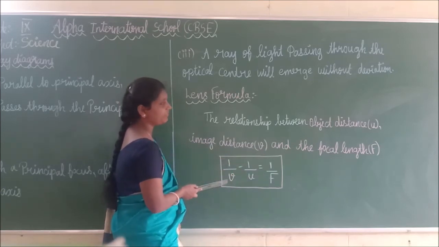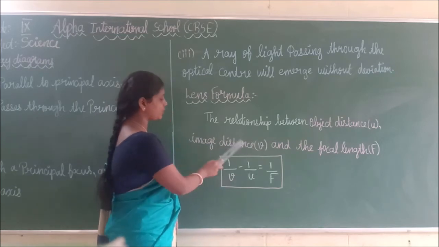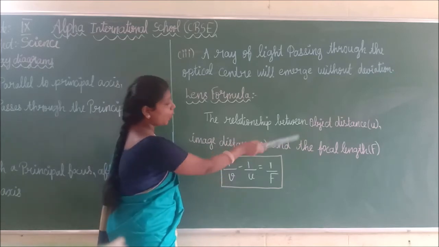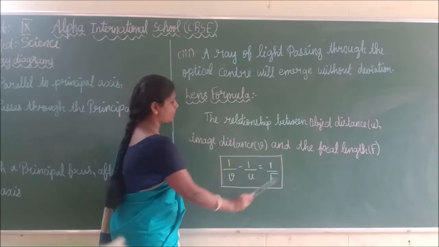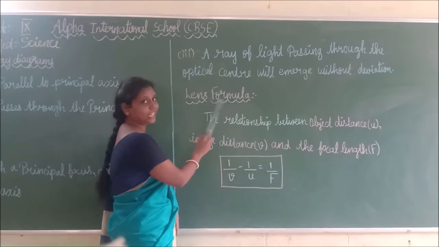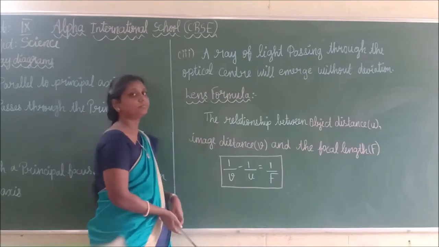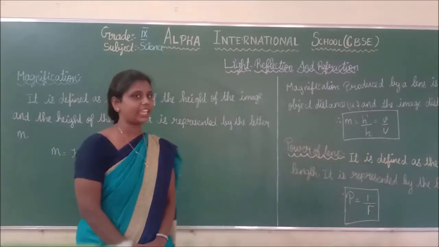What is 1 by v? 1 by v means image distance minus object distance is equal to 1 by focal length. This is the formula for lens. Do you understand the lens formula, students? Now let us see what is magnification.